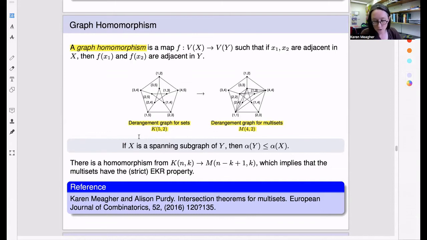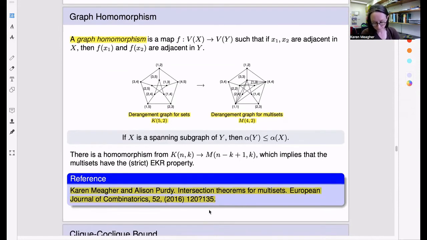And so we can do a homomorphism, or it's actually an embedding. I can give you a bound on the size of the co-cliques in this graph because all I've done is add more edges to a graph that I understand really, really well. This is something Allison and I did ages ago. You can prove an intersection theorem for multisets just by using this nice little homomorphism.